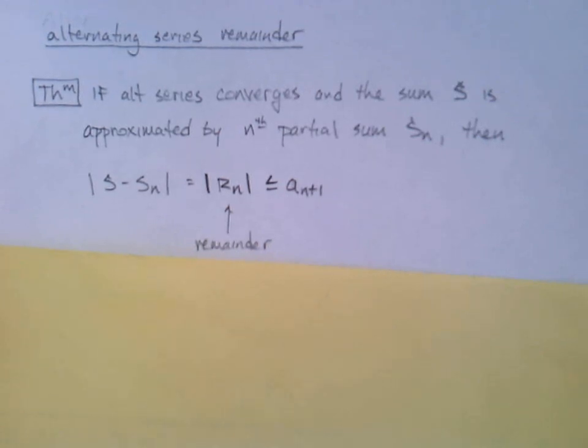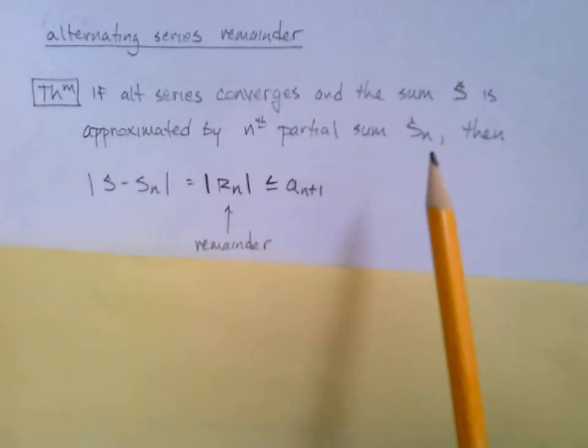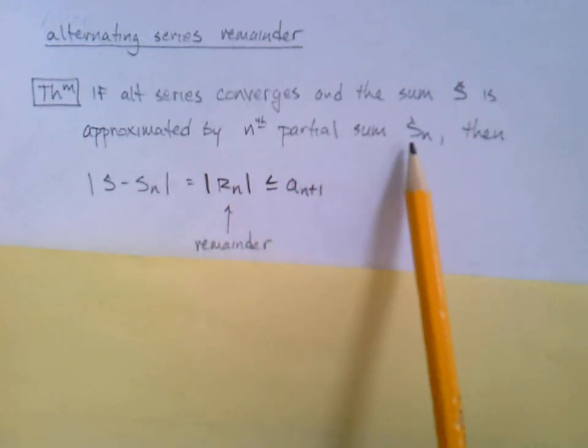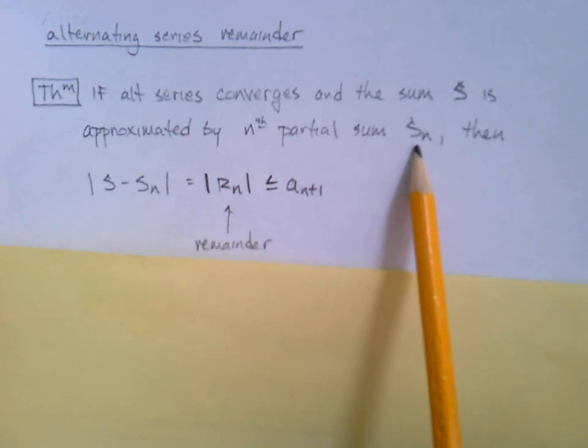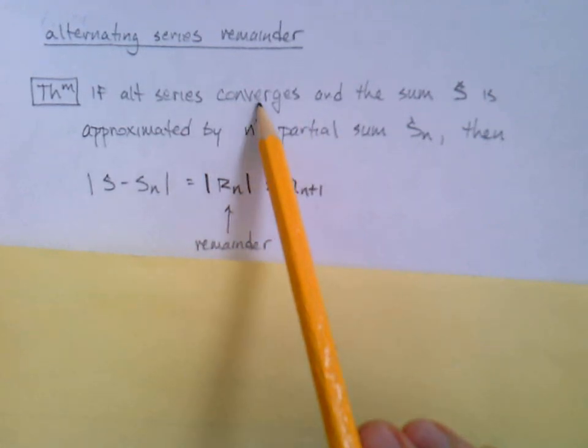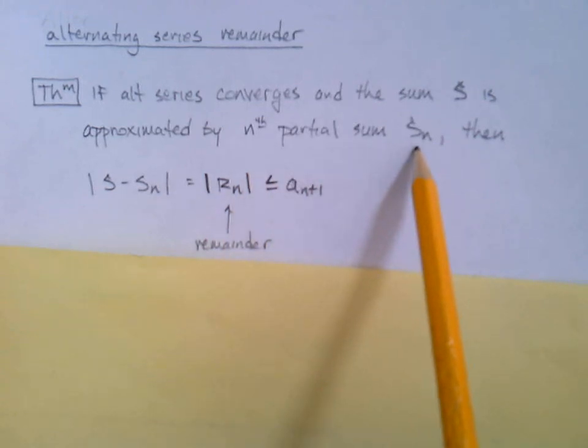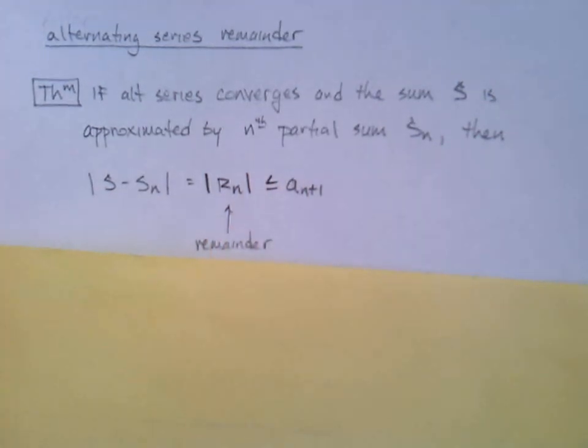The theorem says if an alternating series converges, so if we know that it converges, and the sum S is approximated by the nth partial sum Sn. So here's what's cool. We're not saying we know what the sum is, but we could approximate it with an nth partial sum, right? We could do the long work and add up a bunch of terms on our own. So if it converges, we know that capital S exists, and there's some nth partial sum that we could calculate in theory, right? Then here's what would be true.